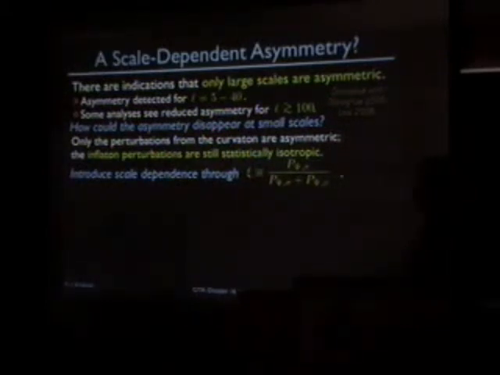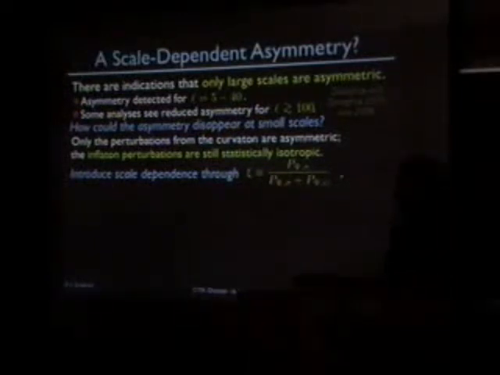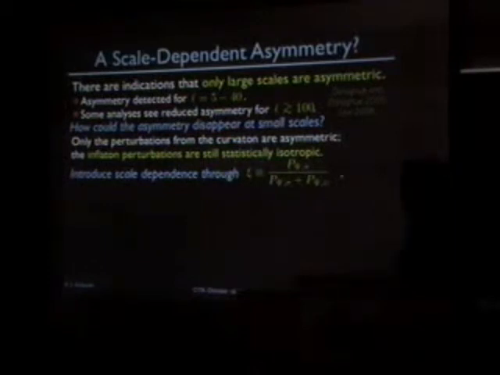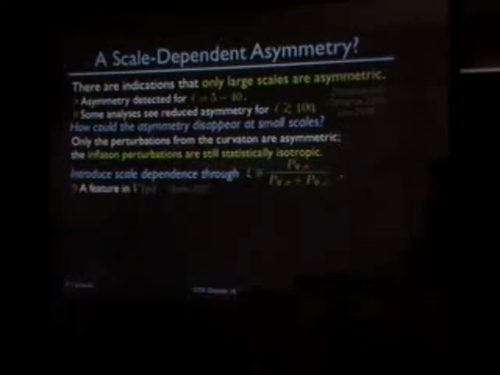How could we make our asymmetry disappear on small scales? Well, recall that only the Curvaton fluctuations are asymmetric. The inflaton perturbations are still statistically isotropic. So we can introduce scale dependence through this ratio of power from the Curvaton to power from the inflaton. And there are 2 ways we're thinking about doing that.